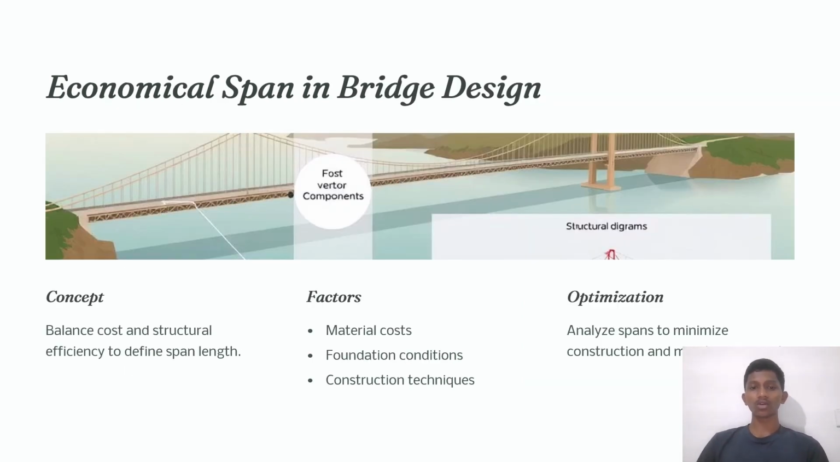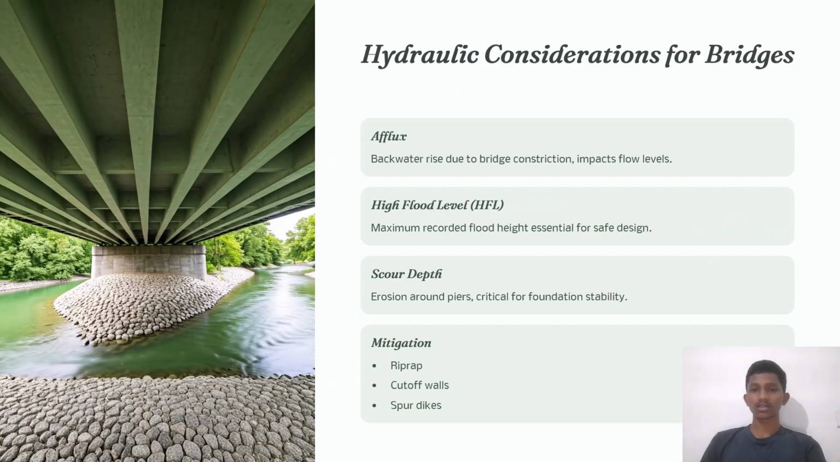Further, talking about the economical span in bridge design, the economical span mainly refers to the concept of cost and length of span optimization. Mainly, the balance between the cost and the structural efficiency can be defined as the economical span.